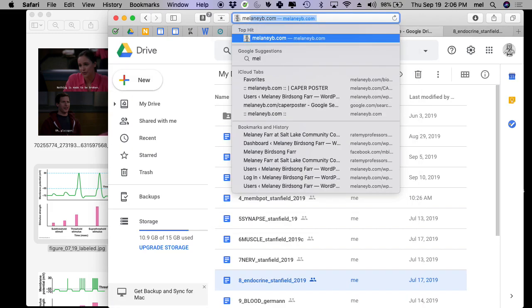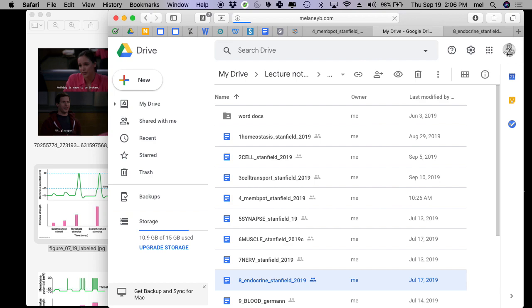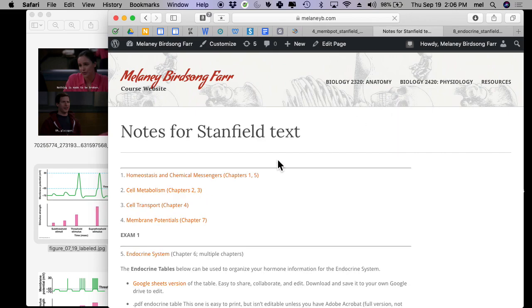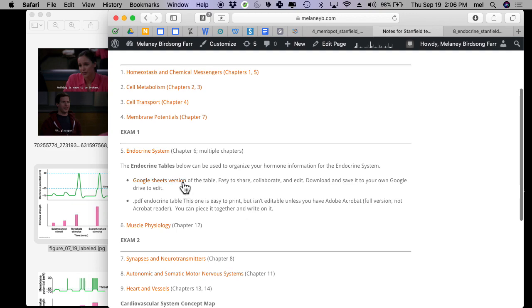It was broken. So if you go to melaniev.com with the endocrine system, first of all, the notes are hella long, right? There's like 18 or 19 pages of notes. It's because it takes that long to explain the endocrine system. But in addition, there's also a table. There's a Google Sheets version. I can put up the PDF endocrine table if you want it, but I prefer the Google Sheets version. I'll put up the PDF one. And I fixed this. Link was broken, and now it's fixed.